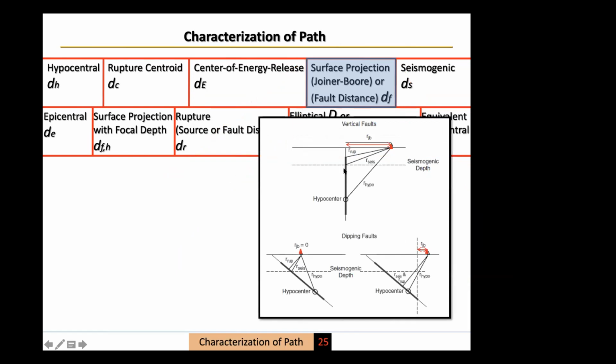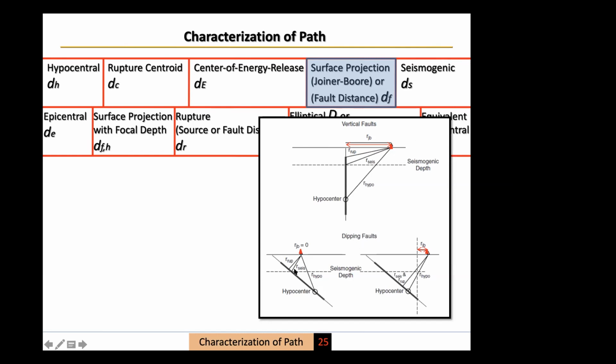So for a vertical fault, the Joyner-Boore distance is similar to one of the other distances that we already introduced. Can you tell me which one that is? In this case, this is our Joyner-Boore distance, and this is similar to another type of distance that we already talked about. Can you tell me which one that is? I think it's the epicentral distance.